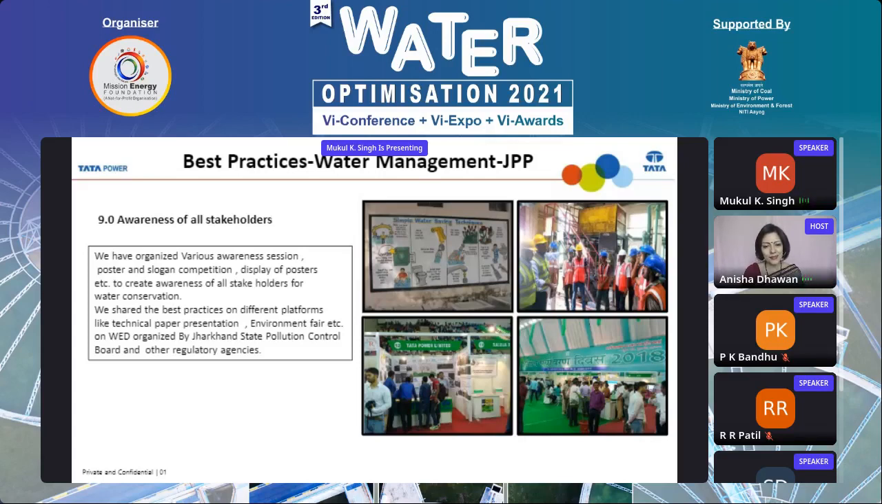And awareness to stakeholders. This is also one of the key initiatives for water conservation. We put up slogans and posters, and hold meetings with the contract workmen. Actually, the number of permanent employees is almost 150 to 200, but many contract workmen come, and educating them about water conservation is also key for reducing water wastage or misuse.